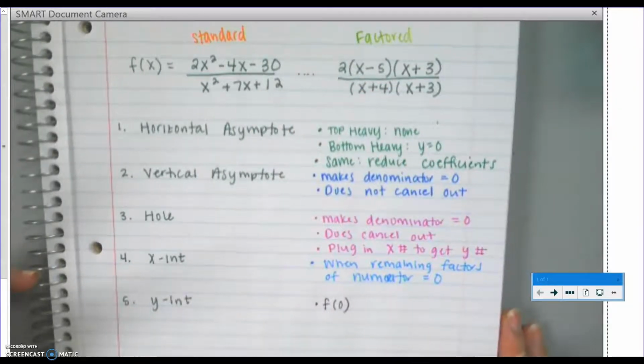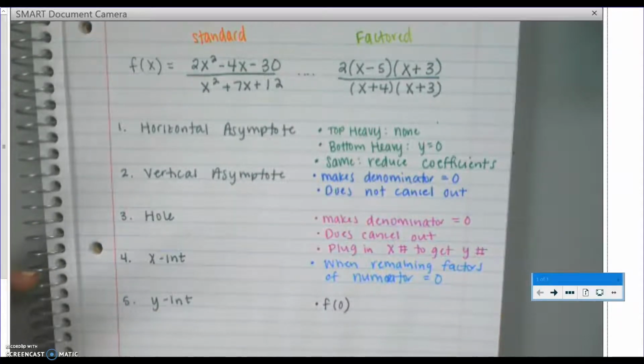So horizontal asymptote has to do with whether it is top heavy, bottom heavy, or the same. And what that is referring to is the degree of the numerator compared to the degree of the denominator. So in standard form, you're looking for your highest exponent. Your highest exponent is the degree. In factored form, you're looking at how many x's are getting multiplied in each spot.